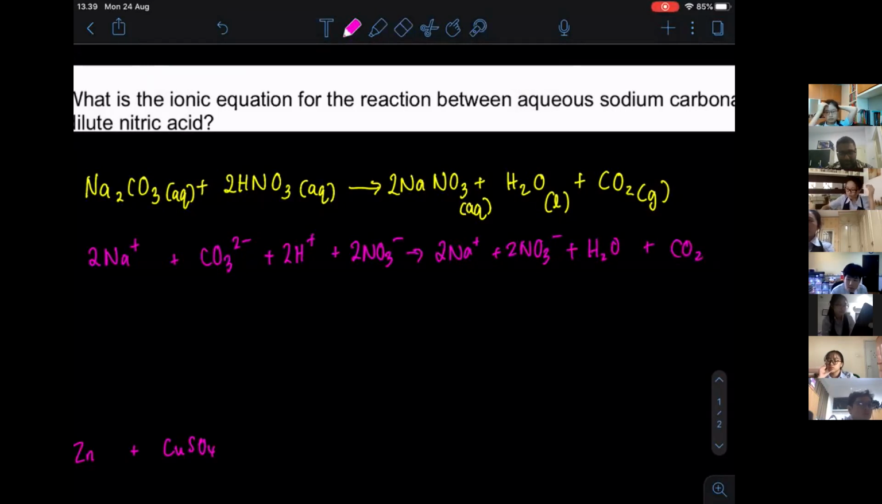So you just need to put H2O and then carbon dioxide. Later of course I will write down all the states, but now I want you to take note of the one that is going to be same left and right. So if you look at the one that is same over here, there's 2Na+ and you have 2Na+.